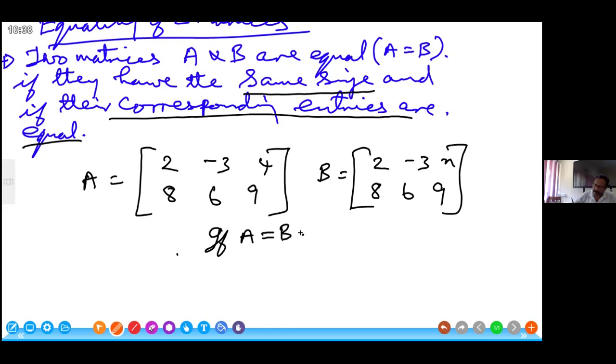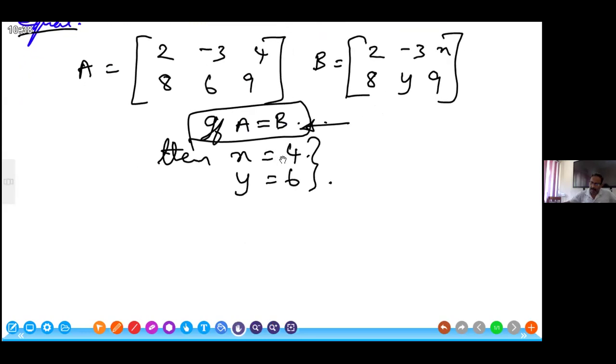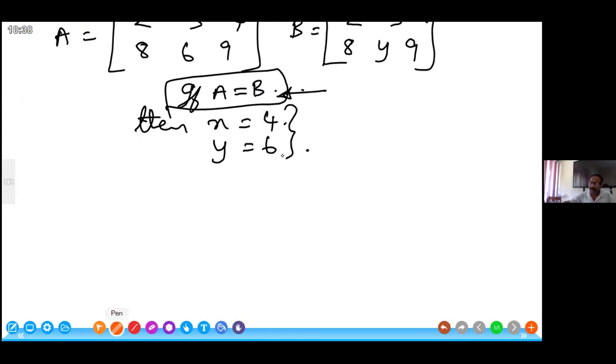I'll take one more example. Then we could say X equal 4, Y equal 6, under the condition that these are the same. Right? If this is the same, it should be the same size. Right? The entries also. Right?